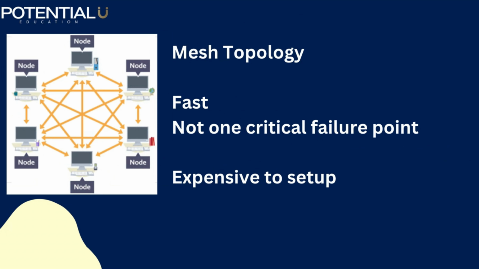So here we have the best one, which is the mesh, and it's fast. There's not a single critical point. Although with all of this crazy amount of wiring, it's confusing to set up, and it's also really expensive. However, if even like 2 or 3 of these wires break, you're still able to connect all the others. And even if every single wire here in the middle was broken, you'd still be left with a ring topology, which would work. So it's very, very reliable. However, it's also incredibly expensive.